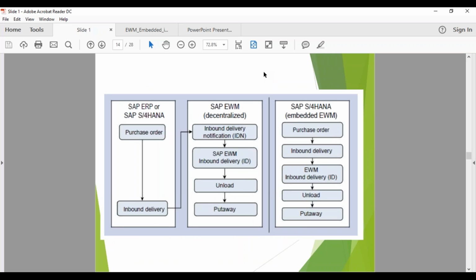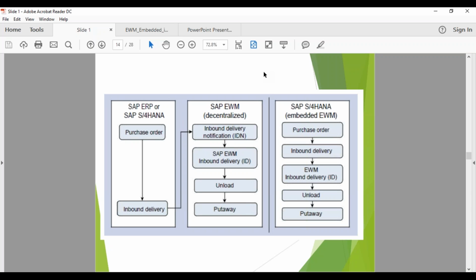Currently, we have both the levels: the same server, S4 HANA Extended Embedded Extended Warehouse Management, and Extended Warehouse Management as a decentralized system also. From there, we'll be able to see the simplifications done at S4 HANA. I'll explain both the levels in this one. What are the delta changes and what is the simplification will come up when we discuss both the systems, which will give you a clear idea. And one more thing: when you come across a separate server for Extended Warehouse Management, you'll be able to clearly understand the process.